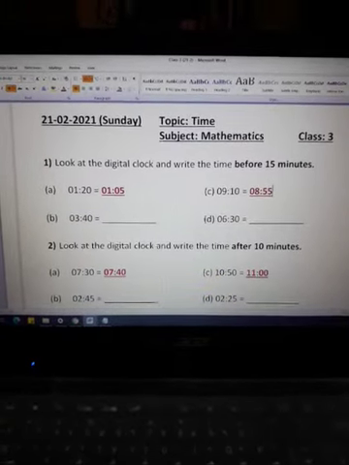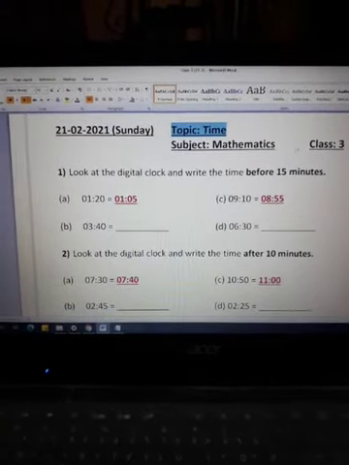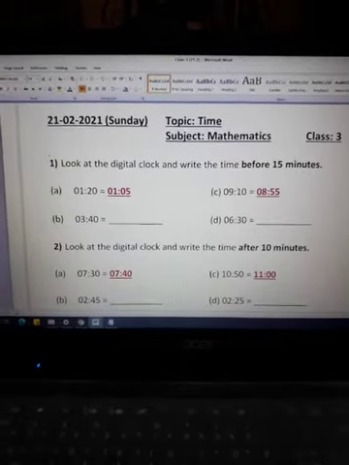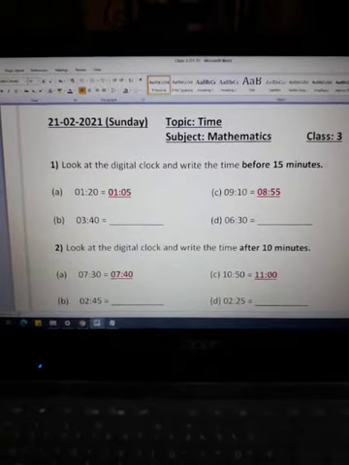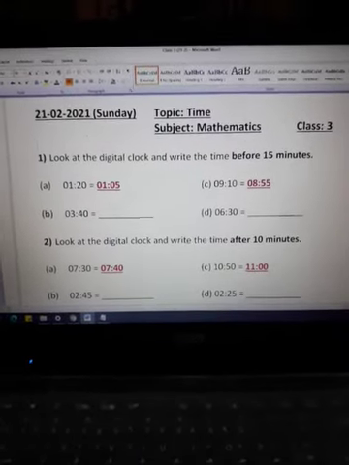How are you all? Today our topic name is time. We already learned a lot of questions regarding time. Today we are going to learn about time again, because tomorrow you have a test about time and conversion. So, what is the first question?